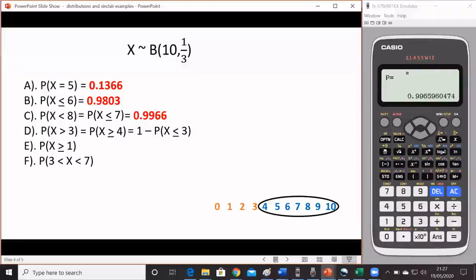But it's easier to say, okay, well, what are the orange ones? 0, 1, 2, and 3. Those are the ones I don't want. I want all the others. So what I don't want, plus what I do want, all those probabilities add up to 1. So therefore, let's work out the probability of 0, 1, 2, 3, which is less than or equal to 3. And then you just subtract it from 1. So that's how I get 1 minus probability x is less than or equal to 3.